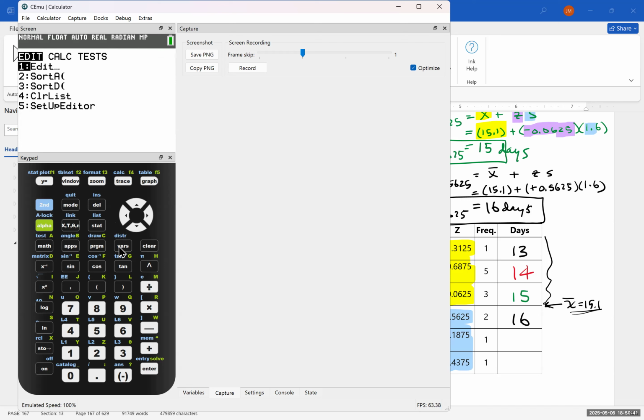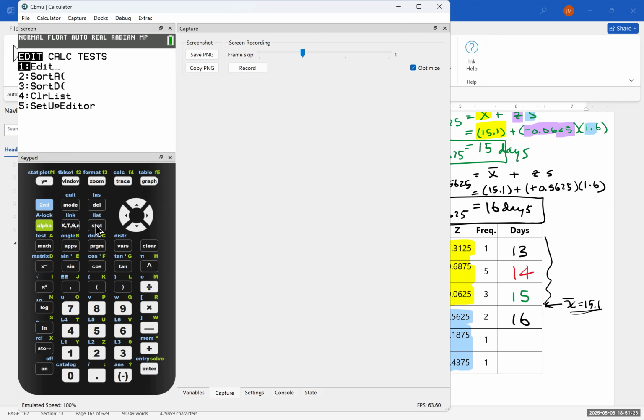So we'll hit stat, edit, or no, calc, one variable stats. Okay, my list of unique datums is in list one. Those are my z-scores. And then the frequency of those z-scores was in list two. Now the calculator has updated the variable x bar in its memory, and it's updated the sample standard deviation in its memory. So now when we refer to these two variables, when we use our equation, it'll be the correct values.